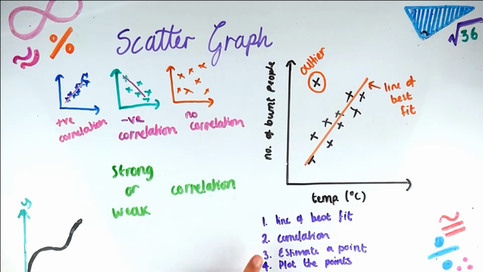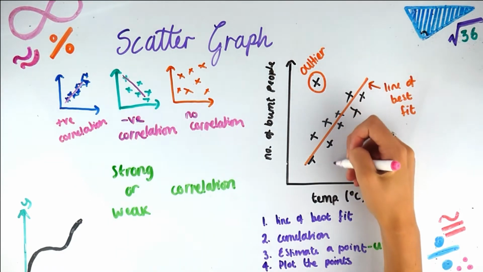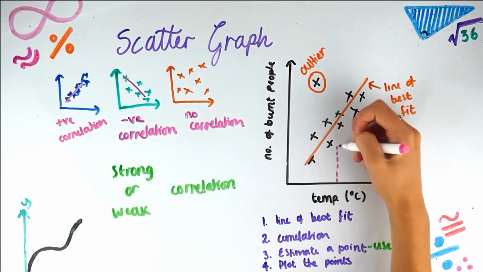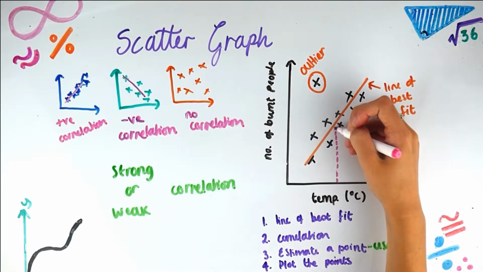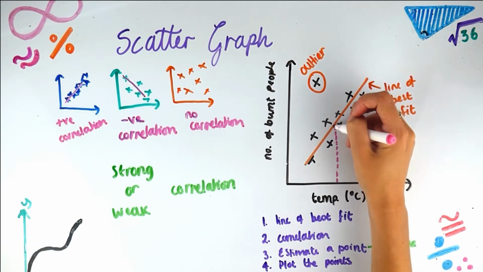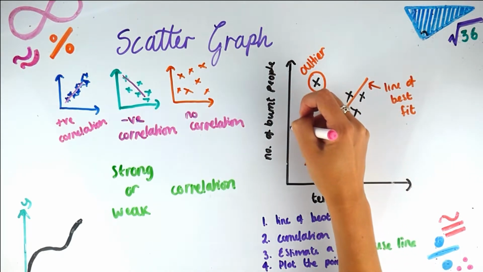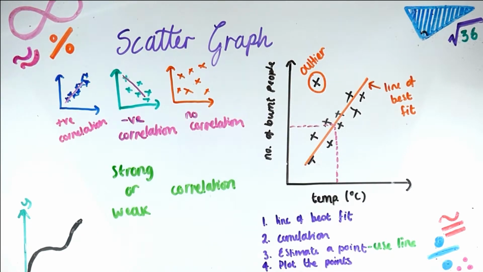So the next thing it could ask you about is to estimate a point. It might give you this scatter graph, and then give you a line of best fit, or you have to draw a line of best fit. And then you use that line to estimate values. For example, if I didn't know what this was here, I could estimate it. Let's say whatever temperature that is, I want to know how many burnt people there are. I can estimate the number of burnt people by going up to the line of best fit and across. That's not actually a data point that we collected. However, we can estimate it, so we don't know for sure. It's an estimate using our line of best fit.